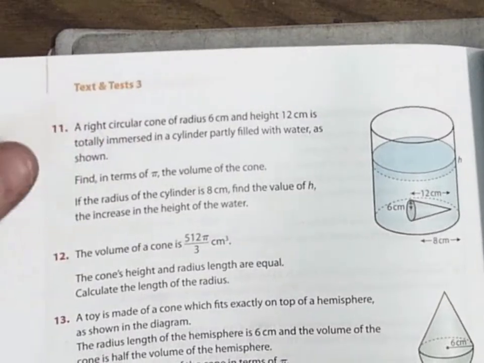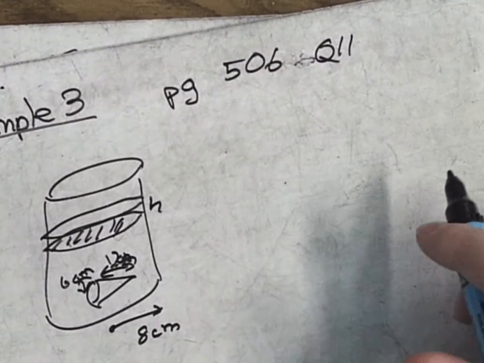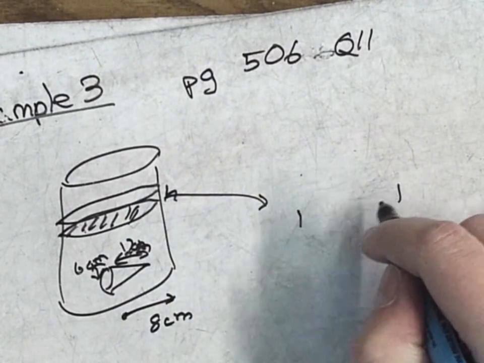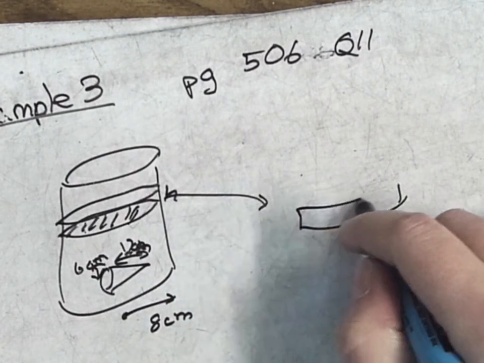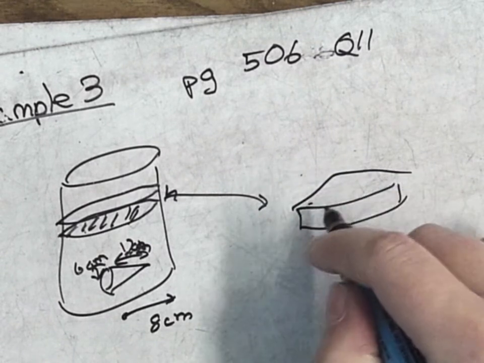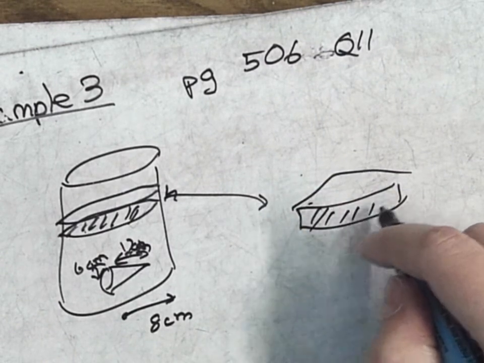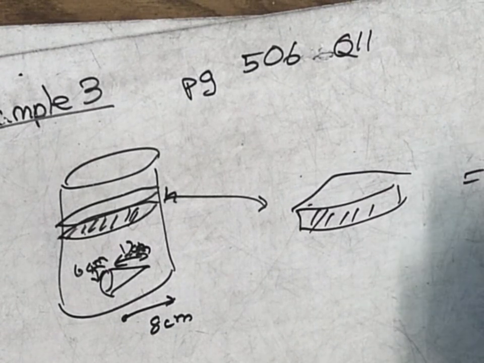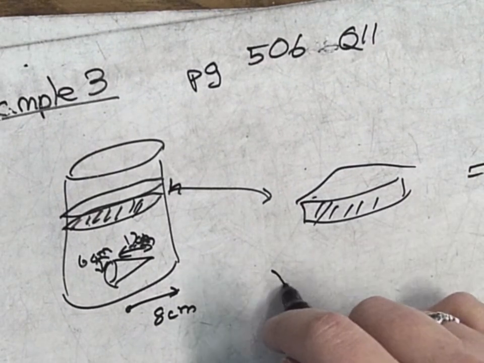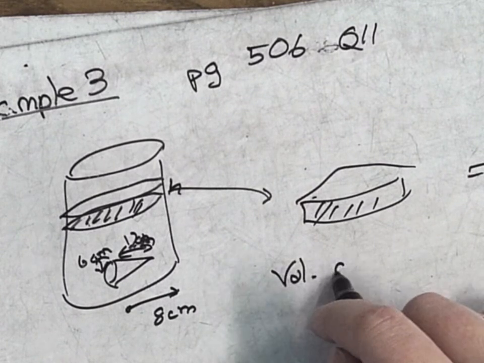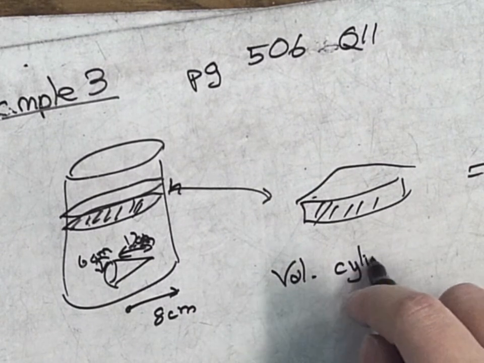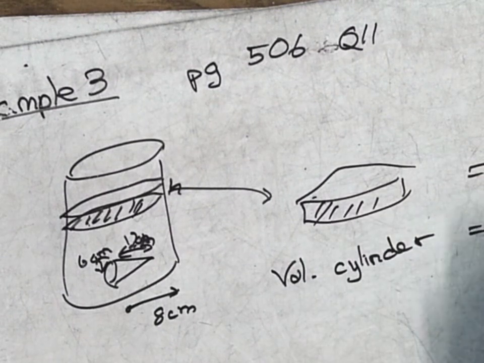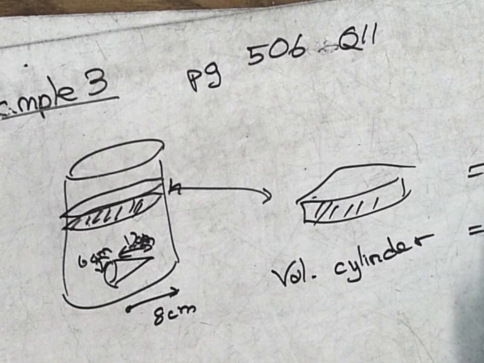It says find H. So the water went up and it made a little mini cylinder. So the volume of that is equal to the volume of the cone you put in. So the volume of that cylinder is equal to the volume of the cone.